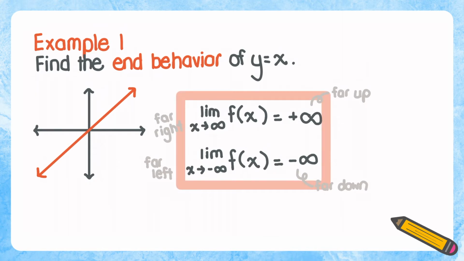So let me read it aloud one more time. The limit of the function as x approaches positive infinity is positive infinity, and the limit of the function as x approaches negative infinity is negative infinity. Sketching the graph helps us see the end behavior visually, like how we saw in this line. The more right you go, the more up you go, and then if you keep going to the left, eventually you hit negative infinity because you're going down.